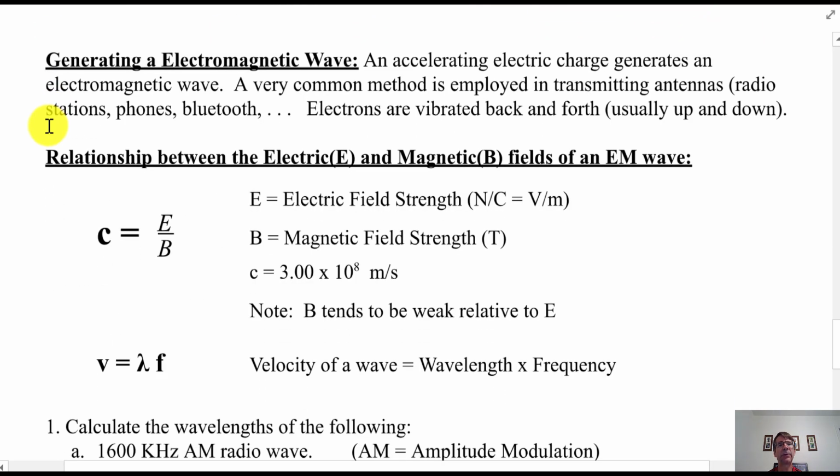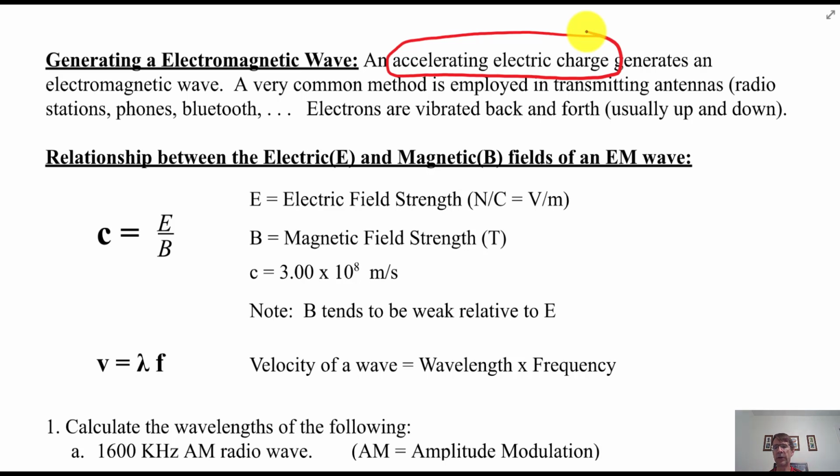How do you generate an electromagnetic wave? Where do they come from? Well, the basic source of electromagnetic waves is accelerating electric charges. And so I'm going to circle that. Accelerating electric charges generate electromagnetic waves. It kind of comes back to magnetic induction, electromagnetic induction. All of those things are involved in this.